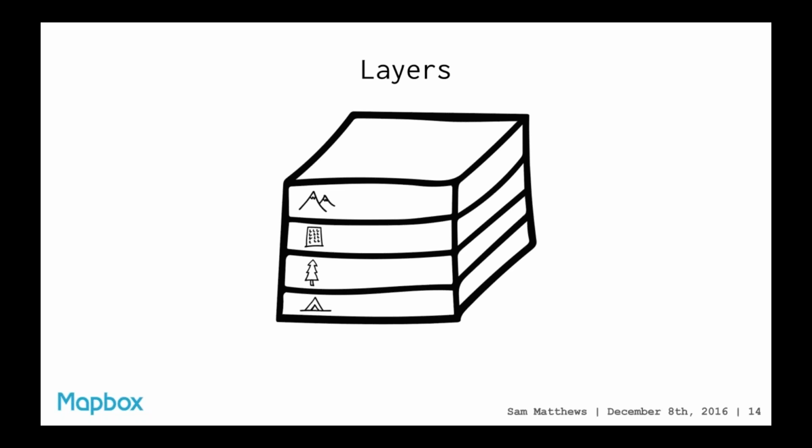Layers in a vector tile are very similar to layers in a KML file, or if anyone's worked with the MBTiles format. If anyone's familiar with GeoJSON, layers don't really exist in the GeoJSON world. A GeoJSON can be one giant feature collection, so it can have a lot of features, but you can't have multiple feature collections in a GeoJSON. So you can look at this vector tile as 4 unique GeoJSON feature collections, those being mountains, buildings, trees, and campsites.